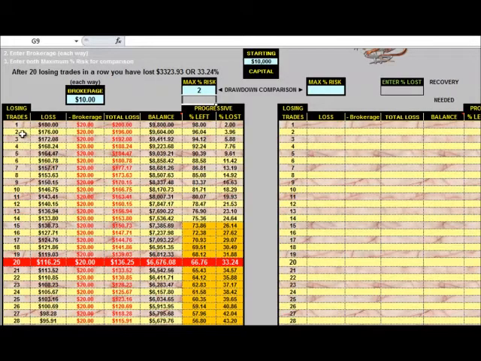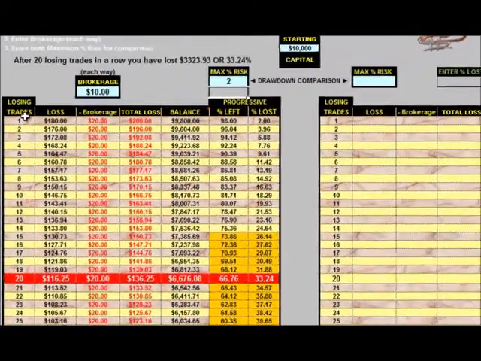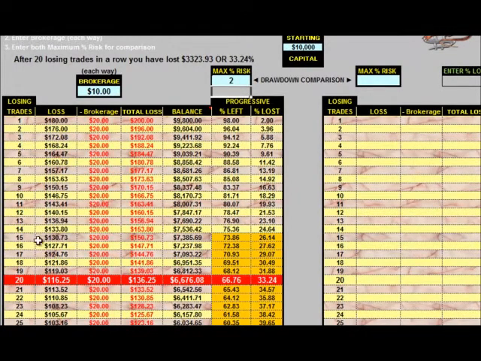Now, what these numbers are showing us over here on the left-hand side are the number of consecutive losing trades. So if we lost this number of consecutive trades in a row, we could find out exactly how that would affect our account. So let's just take a look at the first one. The first one is saying that if we lost 2% on our account, we would have had trading losses of $180 plus $20 in brokerage fees, $10 entry, $10 exit, for a total loss of $200. That would draw our account down to $9,800. We'd have 98% of our account left, and we would have lost 2%.